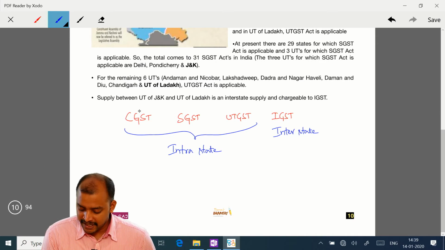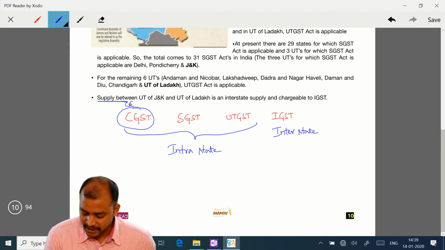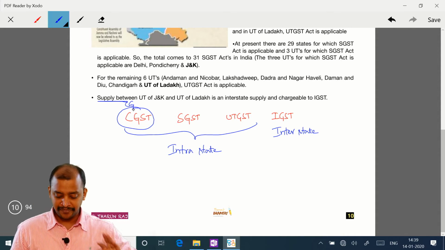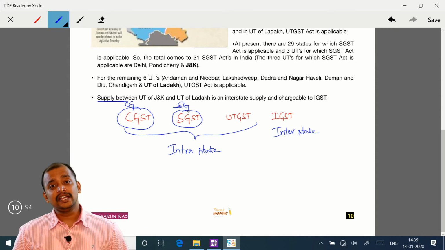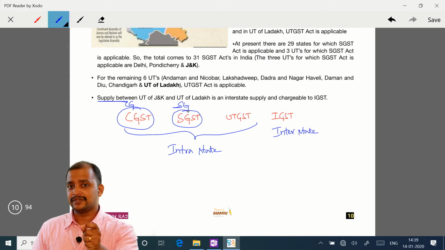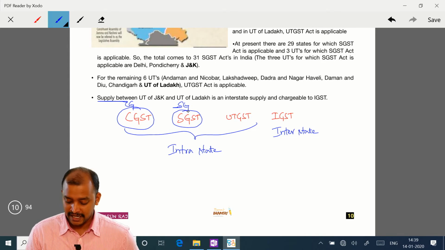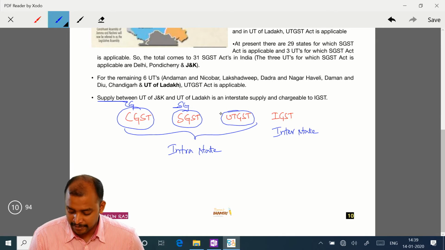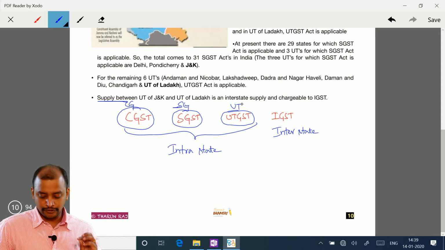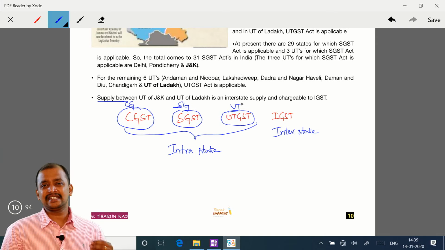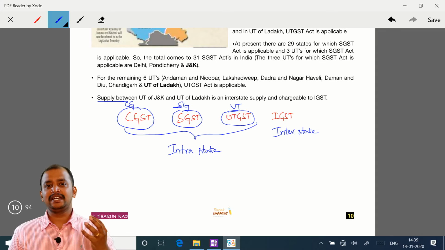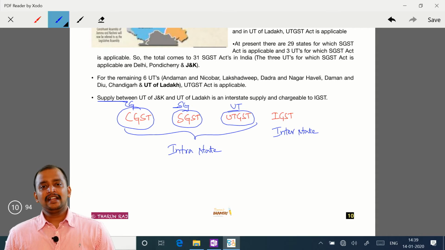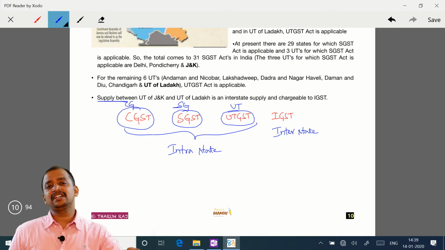CGST is levied by the central government in all cases. Whatever it may be, the central government will be levying CGST. Whereas SGST is levied by the state government, which means that in a union territory with state legislature, we have SGST but not UTGST. UTGST will be applicable for a union territory without state legislature. So now you tell me, what is the GST applicable in the Union Territory of Jammu and Kashmir if the supply takes place within the state, that is intrastate supply? It will be CGST plus SGST.